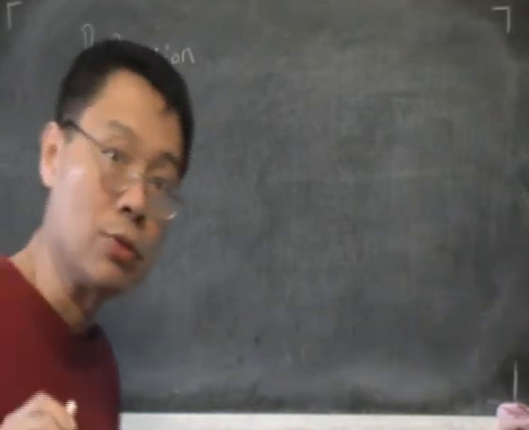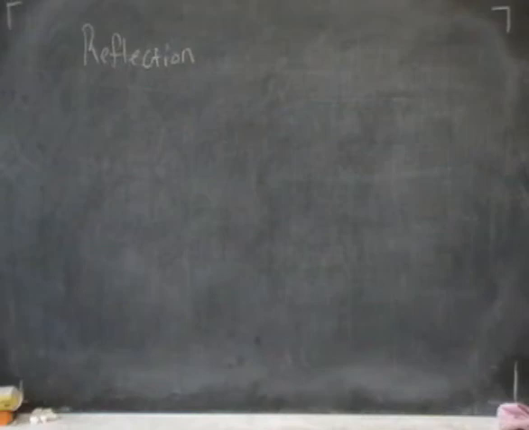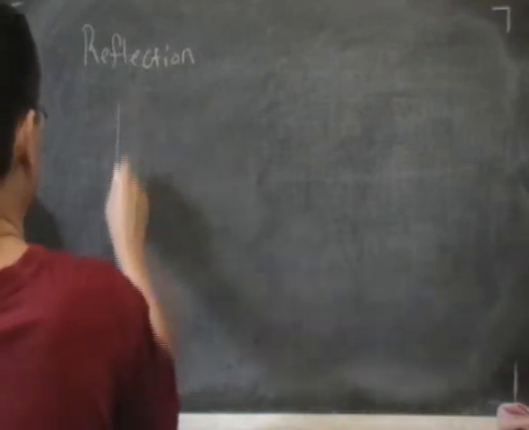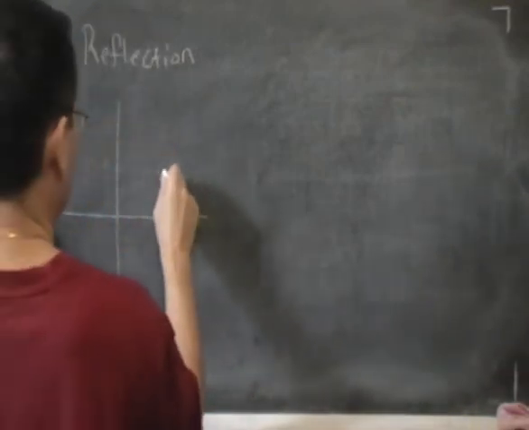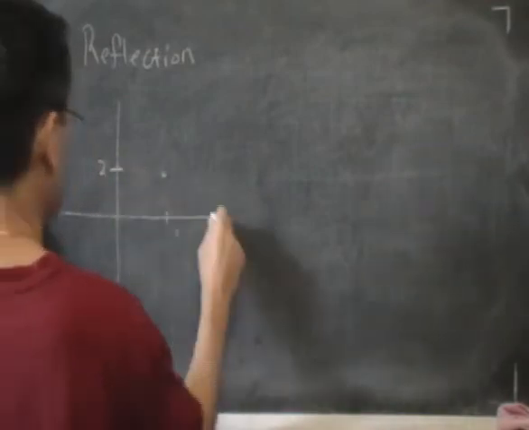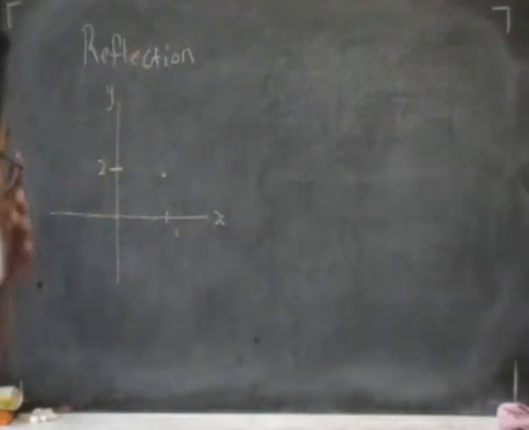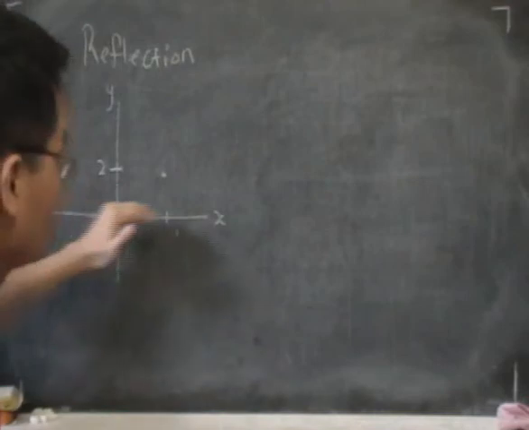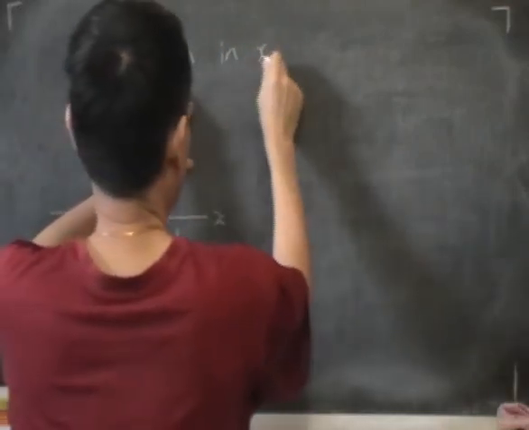We're going to look at reflection next. Now suppose I have a point there with x and y of 1 and 2. Now imagine that the x-axis is a mirror. So we are looking at reflection in the x-axis.